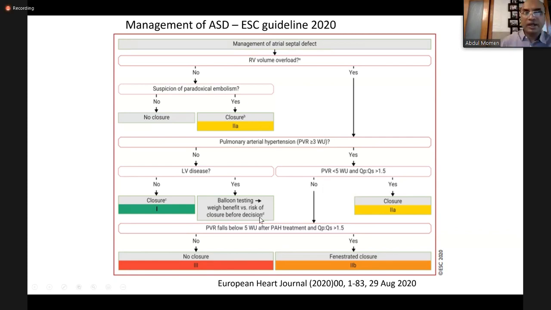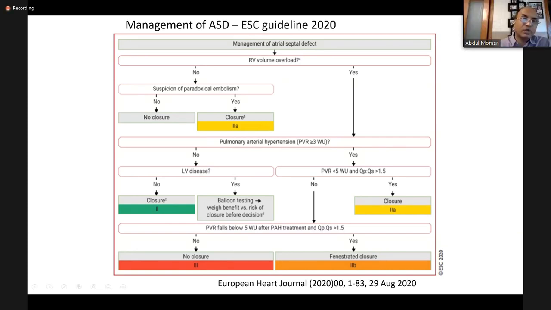Fenestrated closure. If PVR does not fall below 5, it should not be closed. So here, if PVR is less than 3, close immediately. No need for other tests. If it is less than 5, it can be closed immediately. But if it is more than 5, we should give vasodilator drugs to decrease the PVR to less than 5. If it becomes less than 5 and the Qp/Qs is more than 1, fenestrated closure of ASD, we can do fenestrated device closure or fenestrated surgical closure.